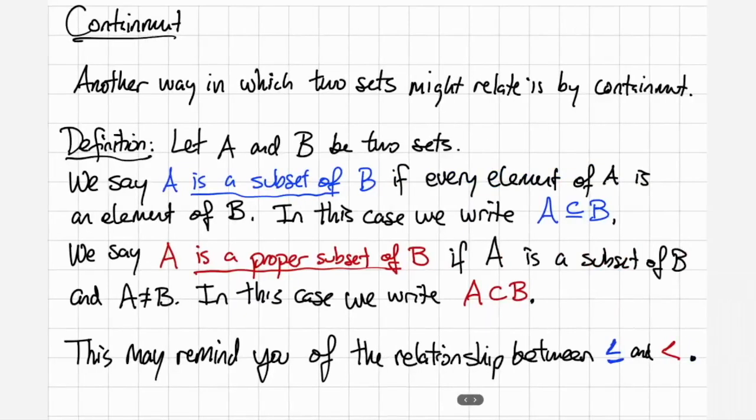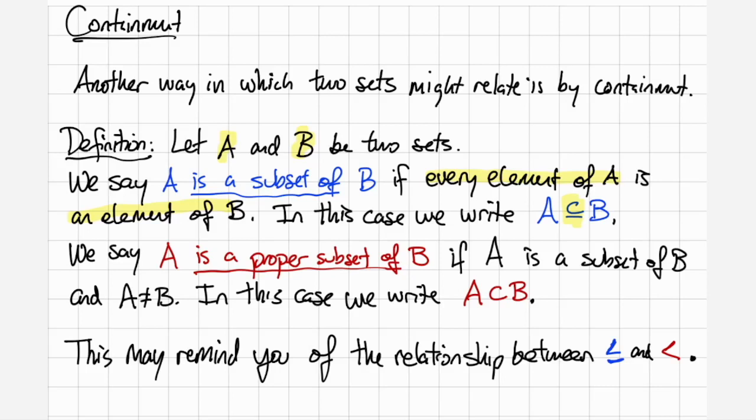All right. So another way in which two sets might be related is by containment. So what do we mean by that? Here's our definition. Let A and B be two sets. We say that capital A is a subset of capital B if every element of A is also an element of B. And in that case, we're going to write A ⊆ B, A is a subset of capital B.